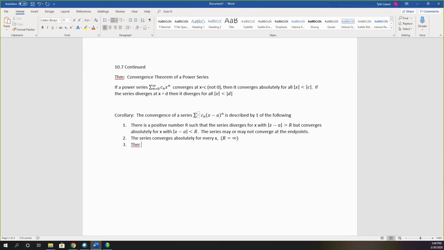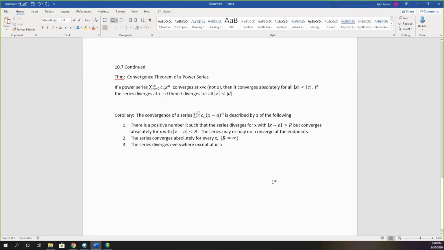The other possibility, the opposite of this, is that the series diverges everywhere except at x equals a. You are always going to have convergence at x equals a, because x equals a is just going to give you 0 over and over and over again. I don't know what I was thinking.